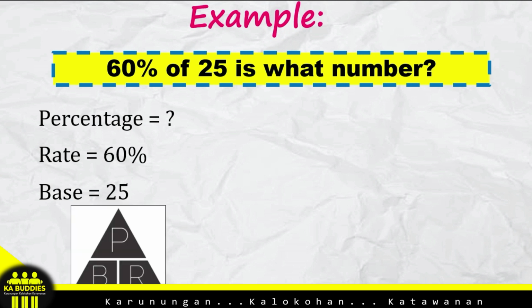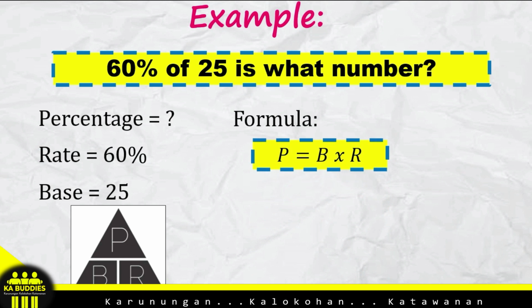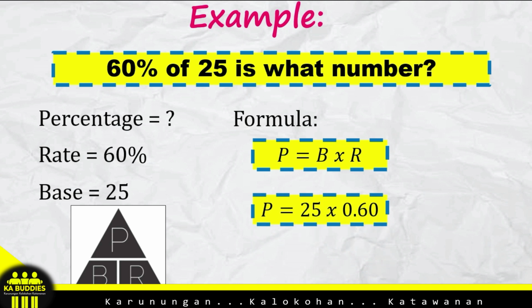Again, let's have our magic triangle. Since the percentage is missing, our formula will be P is equal to B times R. Let us substitute the given values. So we have P is equal to 25 times 0.60. Again, you are going to change 60% into a decimal. Therefore, 60% is equal to 0.60.